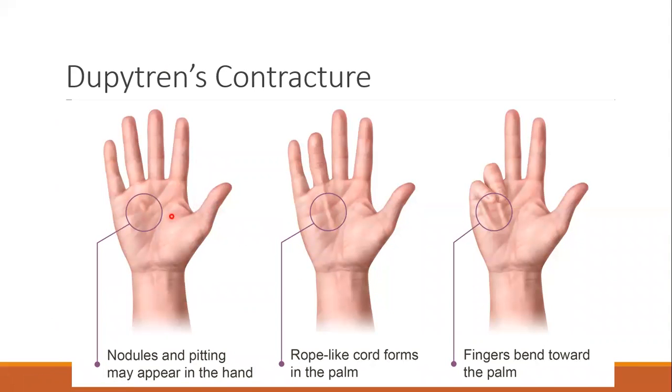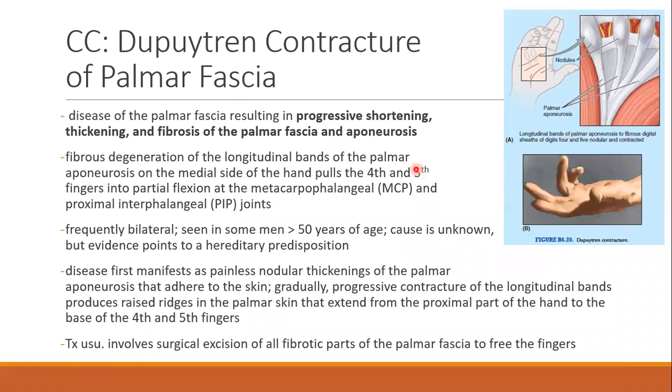Dupuytren's contracture is scarring, fibrosis and shortening of the tendons of your fourth and fifth digits. You'll see that it starts off with a nodule, which then forms into a rope-like cord, and as it shortens, it causes flexion of your fourth and fifth digit, such that this is the patient's hand at rest. They cannot fully extend their fourth and fifth digit. We don't know why this happens.